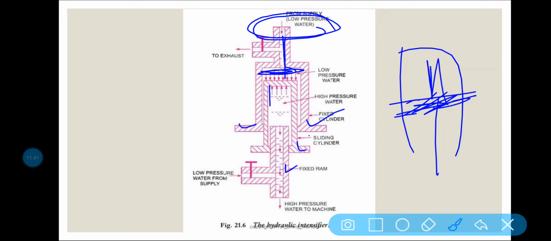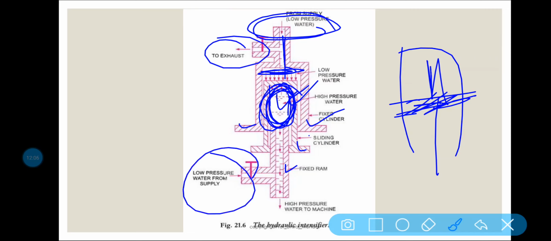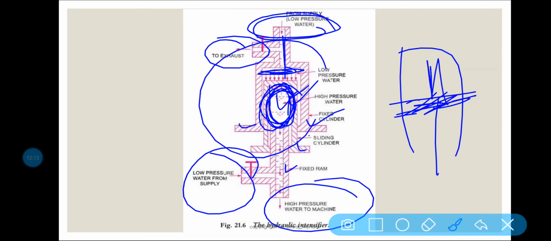The cylinder is moving downward, so this volume will be minimized, so that the pressure energy will be created here, and that pressure energy is taken into consideration. By the help of that high pressure water we can move any object easily according to our need. Okay, so this is the function, and here basically exhaust, low pressure water from supply, high pressure water to machine. Okay, so this is the function.